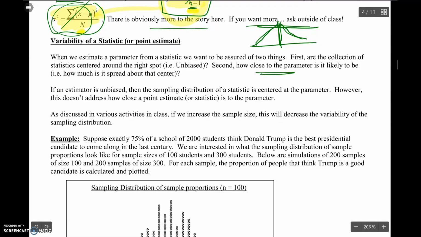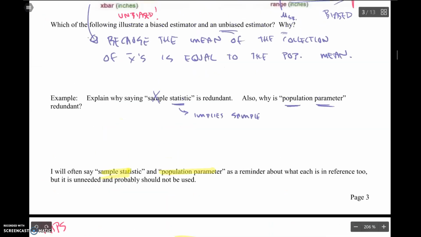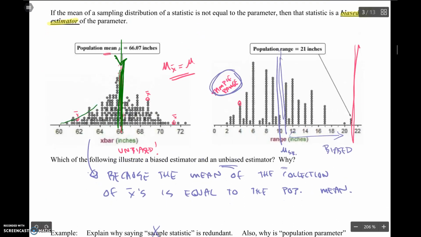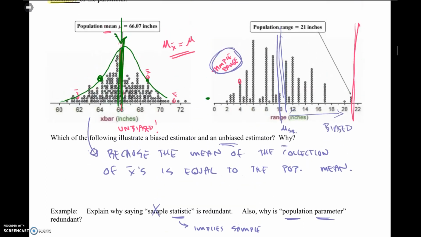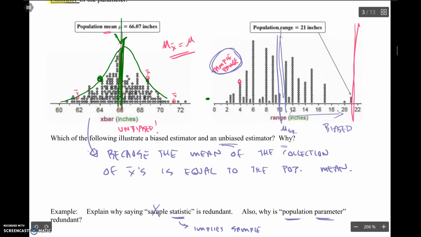But a second and equally important thing is how close is the statistic to the parameter. How close to the parameter is it likely to be? How spread out are our statistics? Are our statistics likely to be here and here? Or is it possible to get a statistic that's way out here? Or are they really all going to be very close? That's important because it tells us how good of an estimator our statistic is.